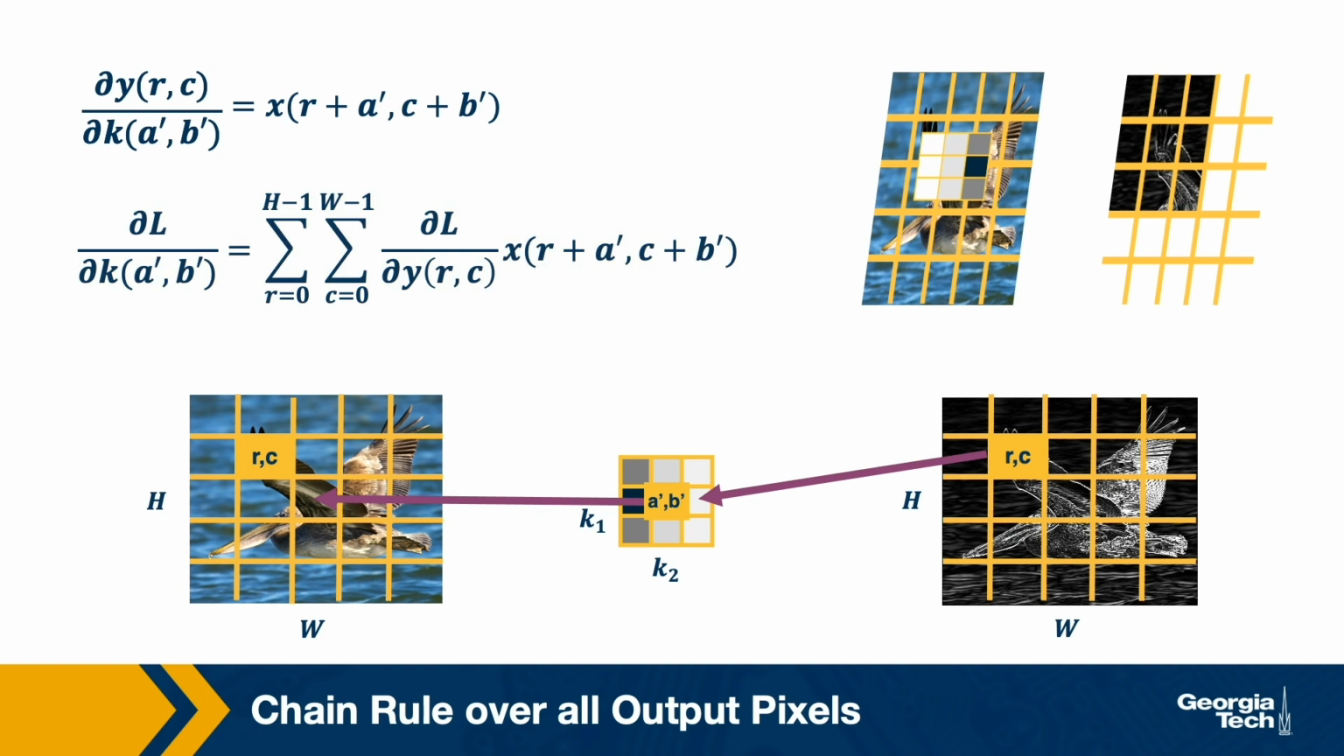Let's plug this into the original equation we had. Remember, this is just the derivative for a prime comma b prime for this one particular kernel location. If we stride the kernel across the image, we need to sum up the gradients across the entire output image. That's what this equation is doing. We have the summation over all output pixels of the chain rule: the partial derivative of the loss with respect to output pixel r comma c times x of r plus a prime comma c plus b prime.